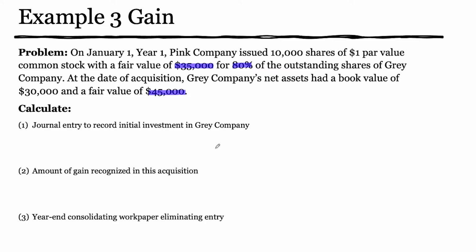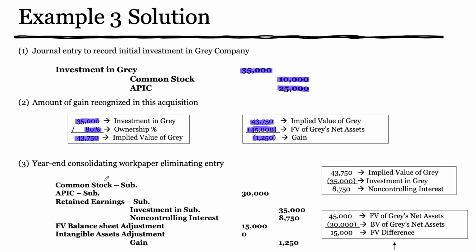Anyway, moving on to the third question here, the year-end consolidating work paper eliminating entry. Again, looking back at our problem, it says Gray Company's net assets had a book value of $30,000, which we already know the book value net assets of the subsidiary is allocated to their common stock, additional paid in capital, and retained earnings account. And that's our first step in the eliminating journal entry. Debit out common stock of the sub, debit out additional paid in capital of the sub, and debit out retained earnings of the sub at $30,000. Next, we're going to want to credit out investment in subsidiary to remove that at $35,000.